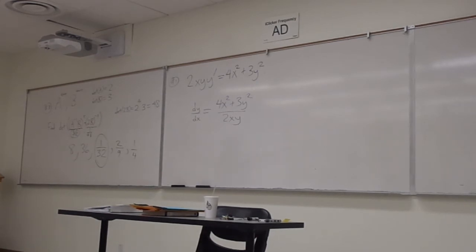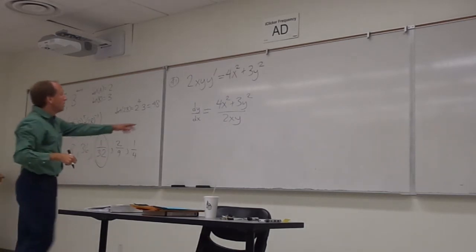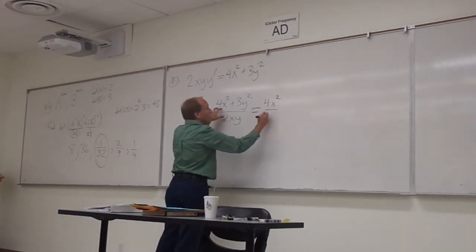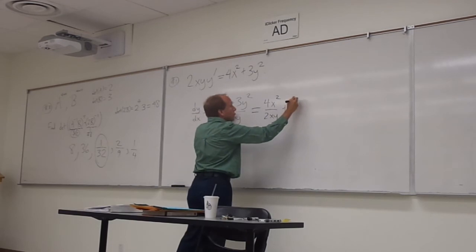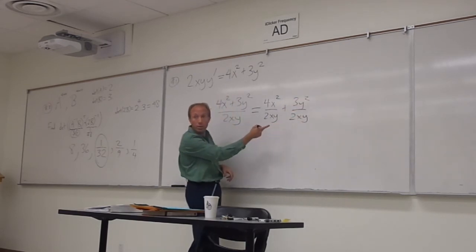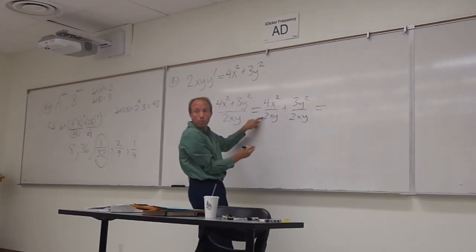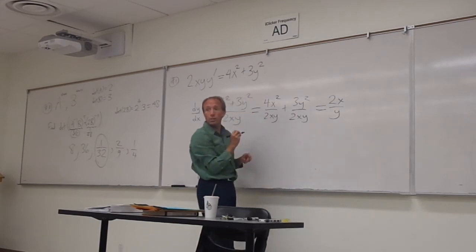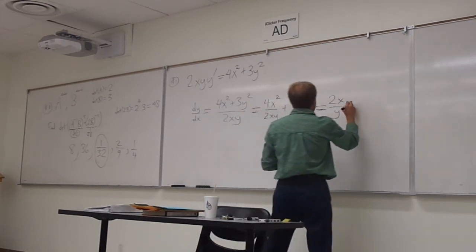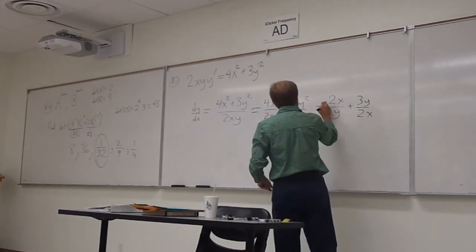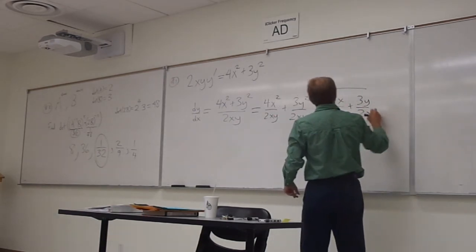Separate them. Go ahead. I canceled that, so that would make it 4x squared over 2xy plus 3y squared over 2xy. And then of course that could be reduced because 4 over 2 is just 2. So this would be 2x over y plus 3y over 2x. So we could also look at it as that, right?